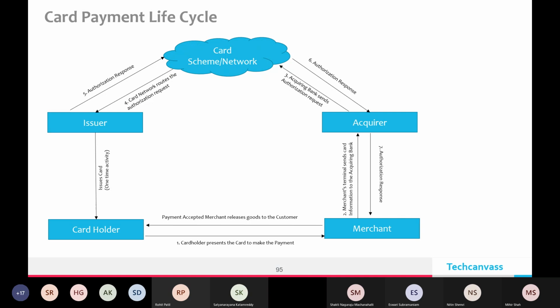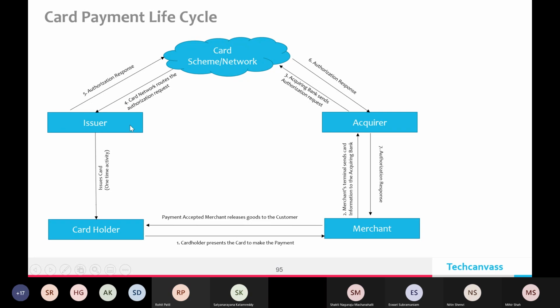The issuing bank validates from its side, and once everything is fine, it makes the payment through the card network to the acquiring bank. Once the acquiring bank receives the payment, it credits the merchant account. So this is the way it happens. Generally, we call it a T+1 settlement here. So if the trade happens today, the next day the merchant's account gets credited with the funds.